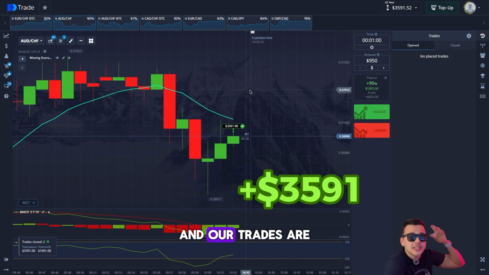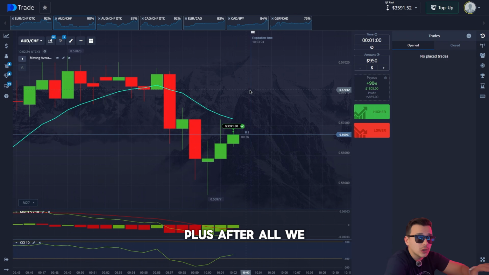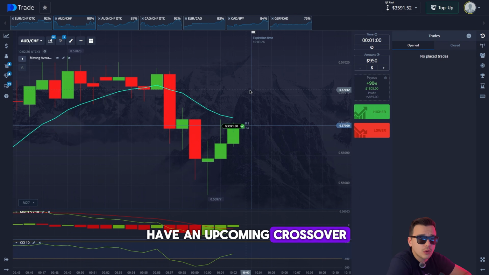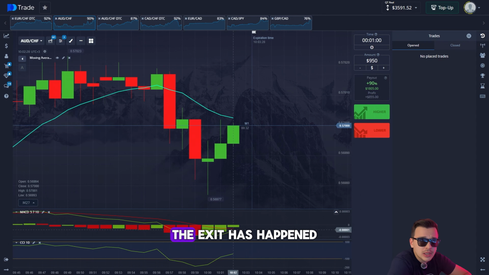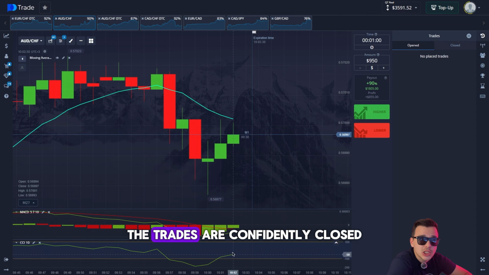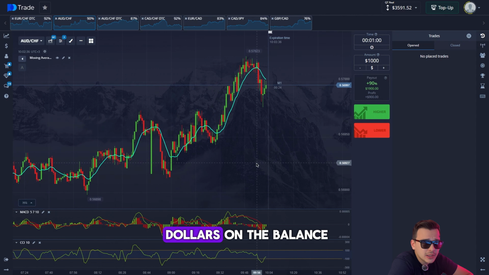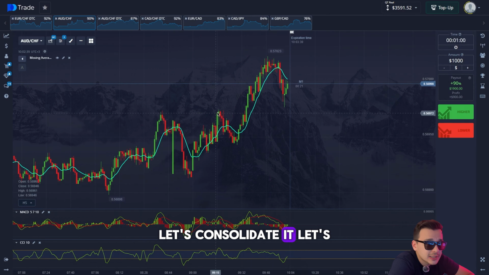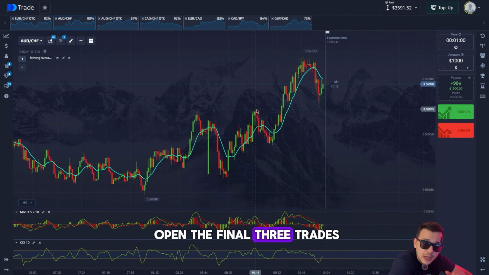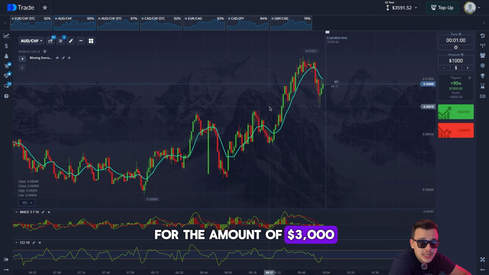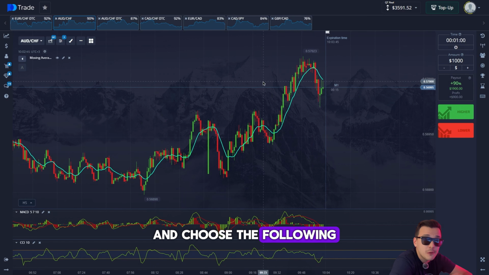And our trades are closed in plus. After all, we had an upcoming crossover, and it was likely to happen. The exit has happened. The trades are confidently closing plus. We have $3,500 on the balance. Let's consolidate it. Let's open the final three trades for the amount of $3,000 and choose the following currency pair.